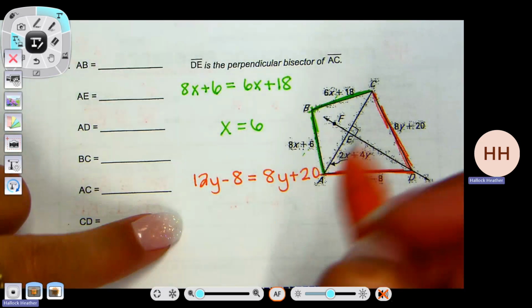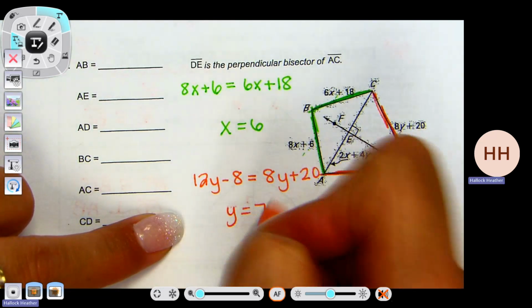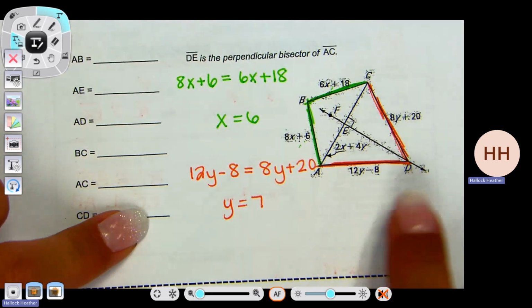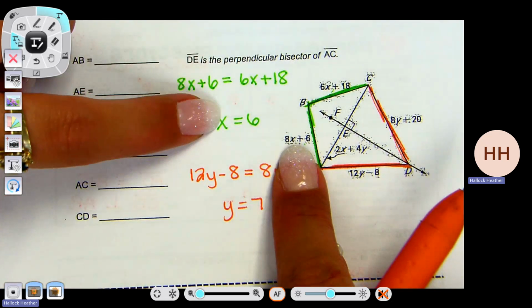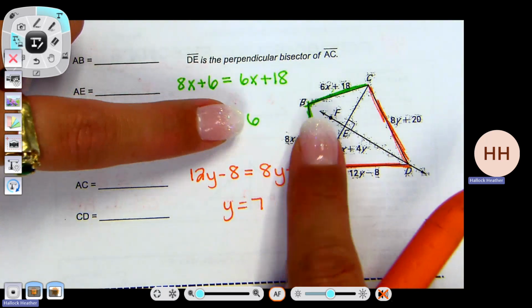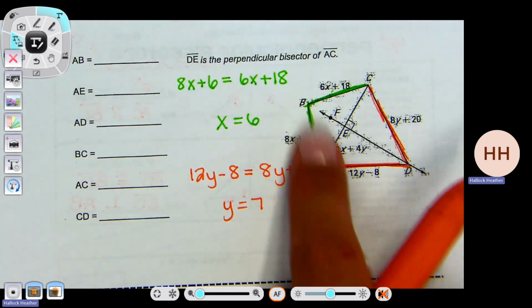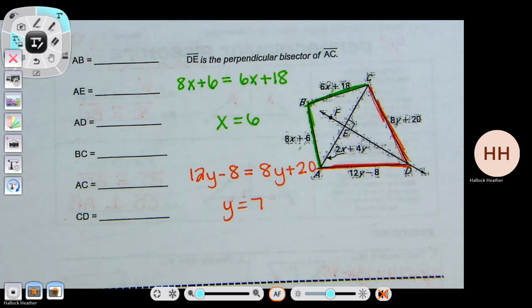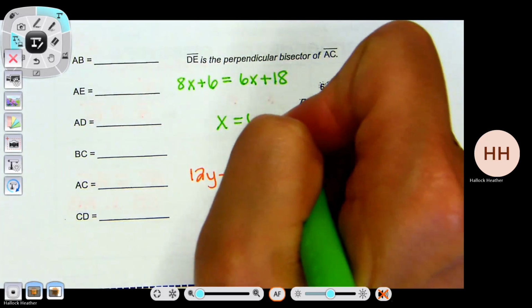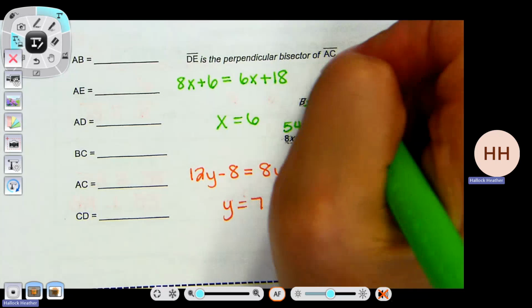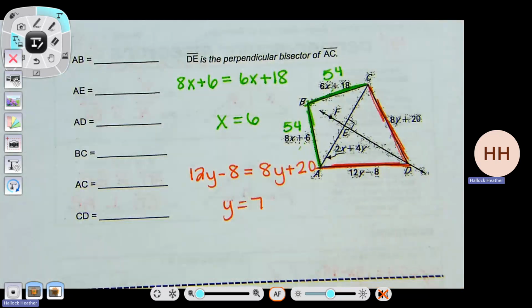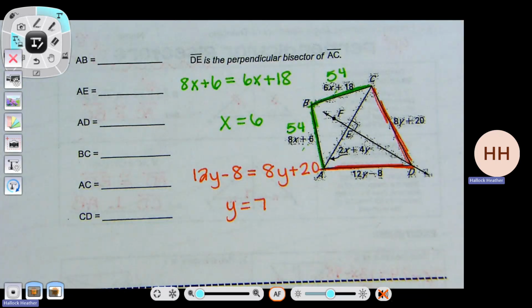So what do we get for y? 7. And then if you start plugging things back in, if you do 8x plus 6 in a calculator, you're doing 8 times 6 and you're adding 6. So what do you end up for this section right here? 54. Where else can 54 automatically go? BC, because they match. Or you could have plugged it in there too, but they match, so you're going to end up with 54 no matter what.